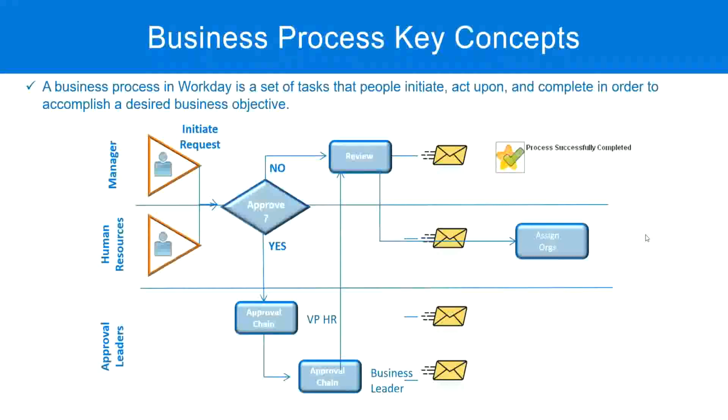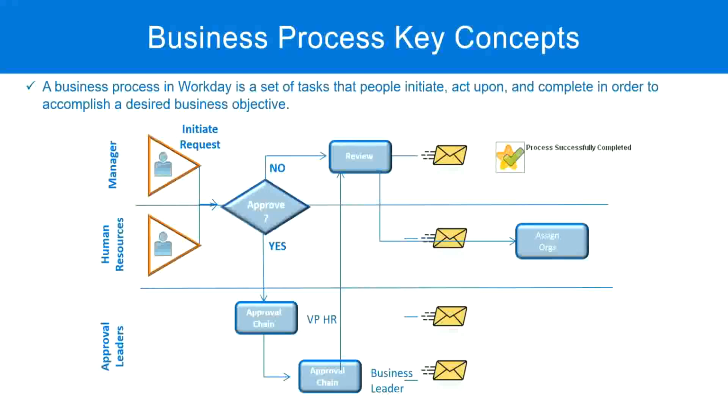The first is, what is a business process? A business process in Workday is a set of tasks that people can initiate, act upon and complete in order to accomplish a desired business objective. That is very important. Sequence of tasks to accomplish a desired business objective.